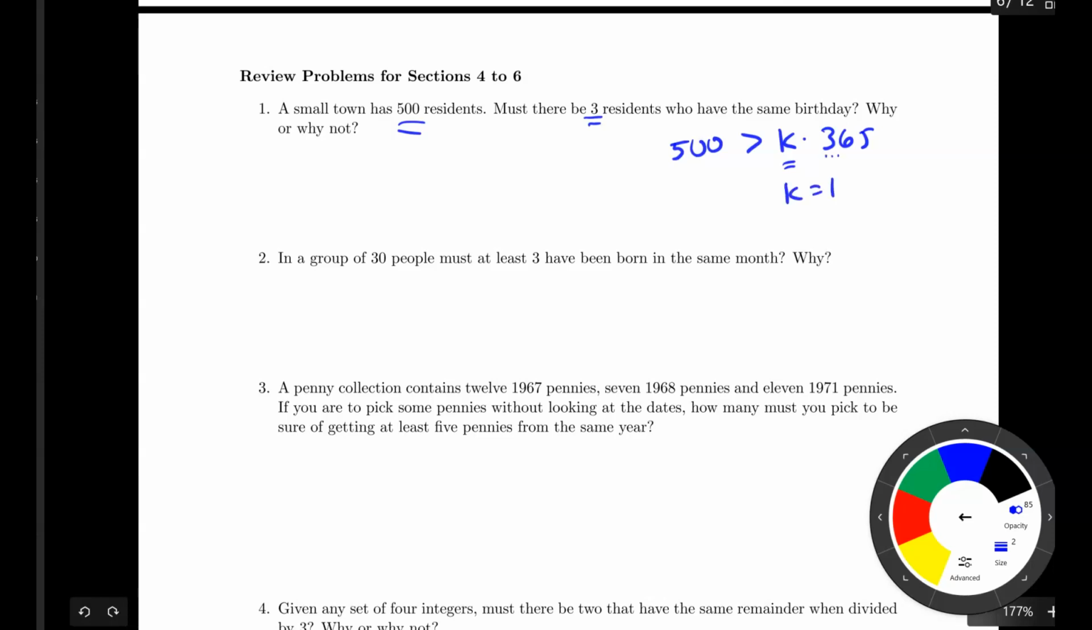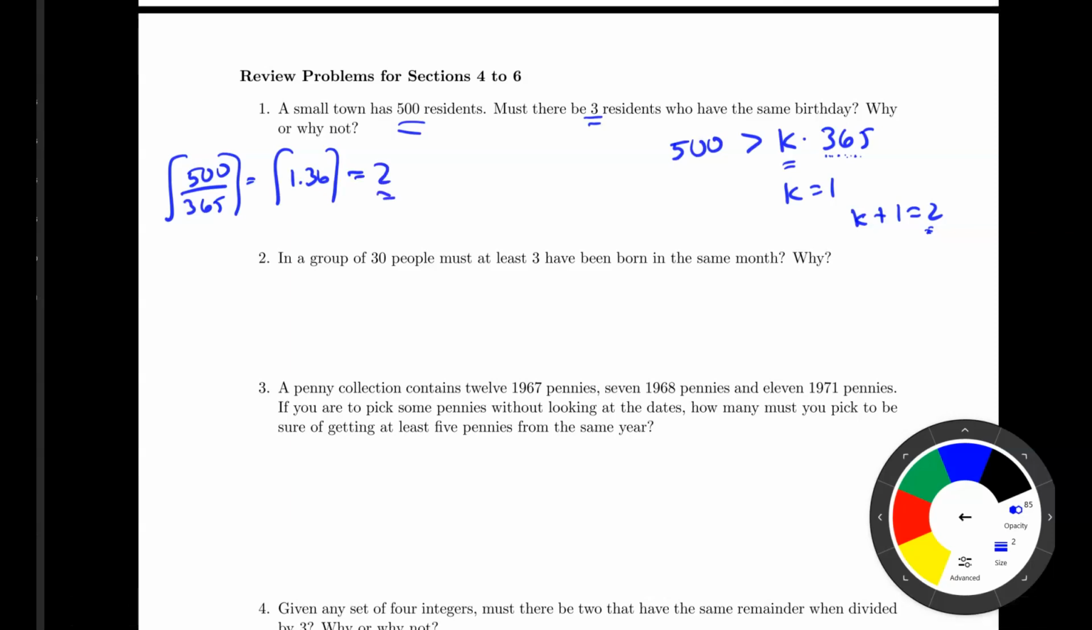So that means I could deal out the 300 of the 500 residents. I could put 1 in each of the 365 days, and then my K plus 1 will just be 2. So there'll be some of them that, at least 2 people will have the same birthday, but it won't be 3. Another way to think about this would be to take the 500 residents and divide it by the 365 and find the ceiling of that number. And that would be 2. So there's at least 2 that have the same birthday, but not 3.